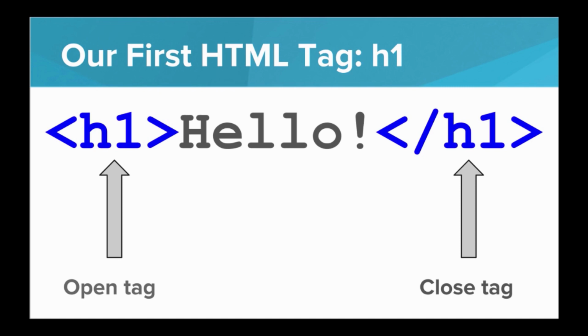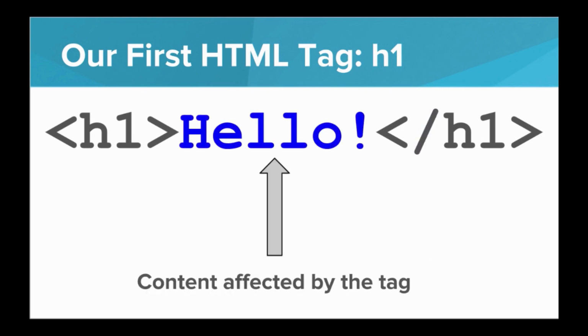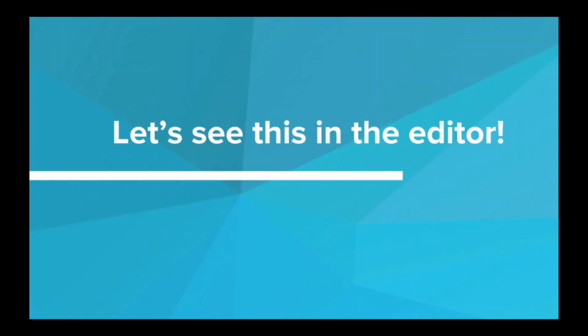Now when we use these tags, we need both an opening tag and a closing tag. And the opening tag looks exactly like the closing tag, except that the closing tag has a backslash right before the tag name. Now in between the opening and closing tag, we have the actual text or the content on the web page that is affected by the tag. So here, the hello will be affected by the H1 tag. It's decorated with H1.